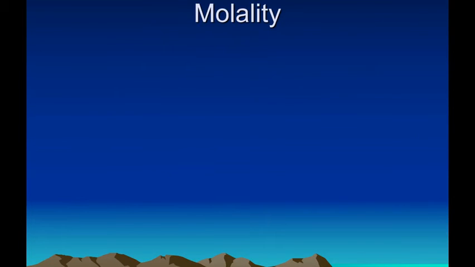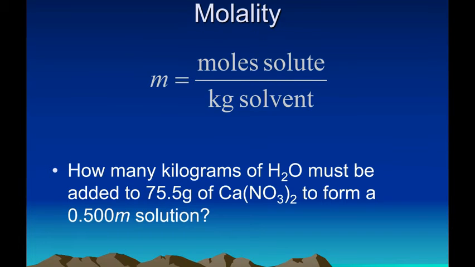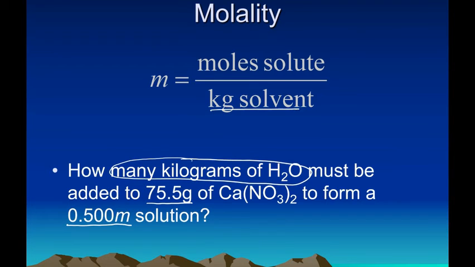Now we're going to talk about molality. Molality is moles of solute divided by kilograms of solvent. Your question is, how many kilograms of H2O, of water, must be added to 75.5 grams of calcium nitrate to form a 0.500 molal solution? I'm going to underline the things that I have. I have my molality. I have 75.5 grams of solute, and I'm wondering how many kilograms of water. So I'm looking for this value right here, my kilograms of solvent.